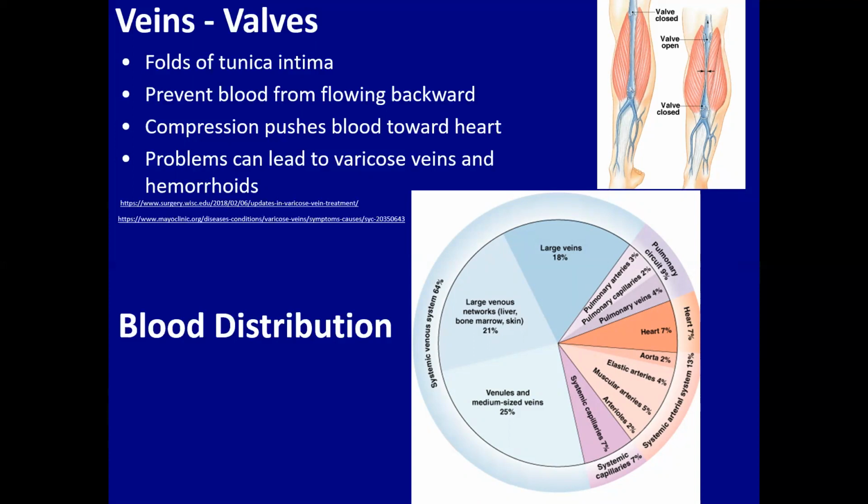How does it make its way back up? Well, we have valves in our veins, and it's folds of the tunica intima. And so these valves prevent backflow. So if you look at this image, you have blood veins that are in your lower leg. And here you can see that we have not just valves, but we also have muscles. Those muscles are going to contract.